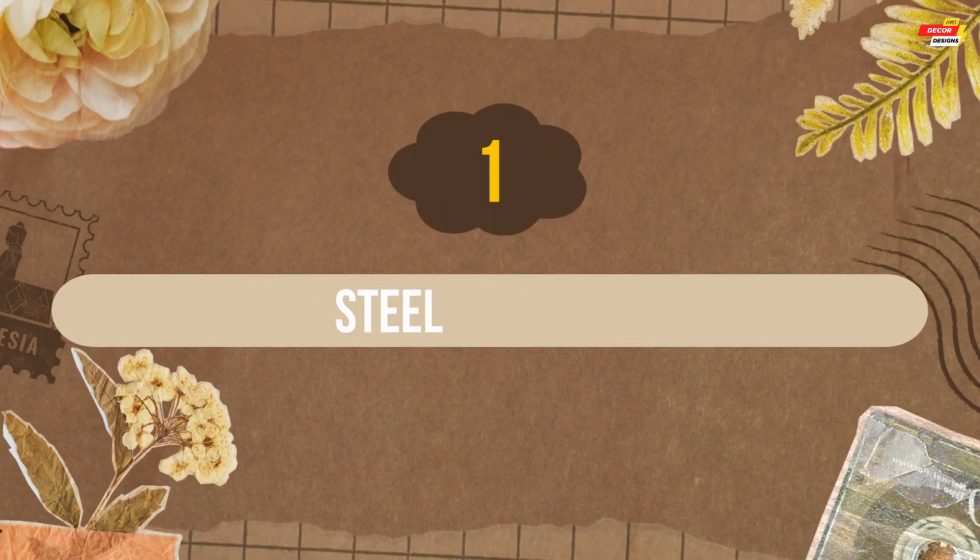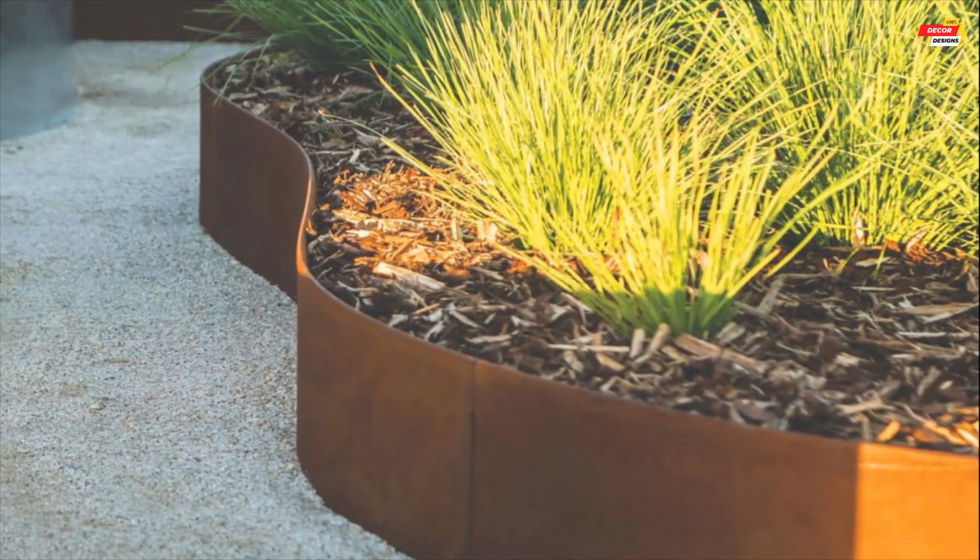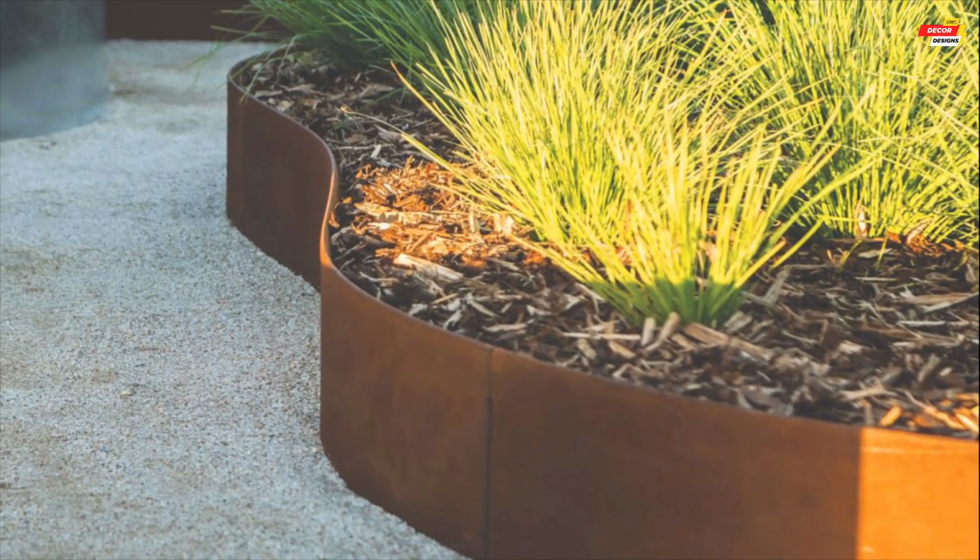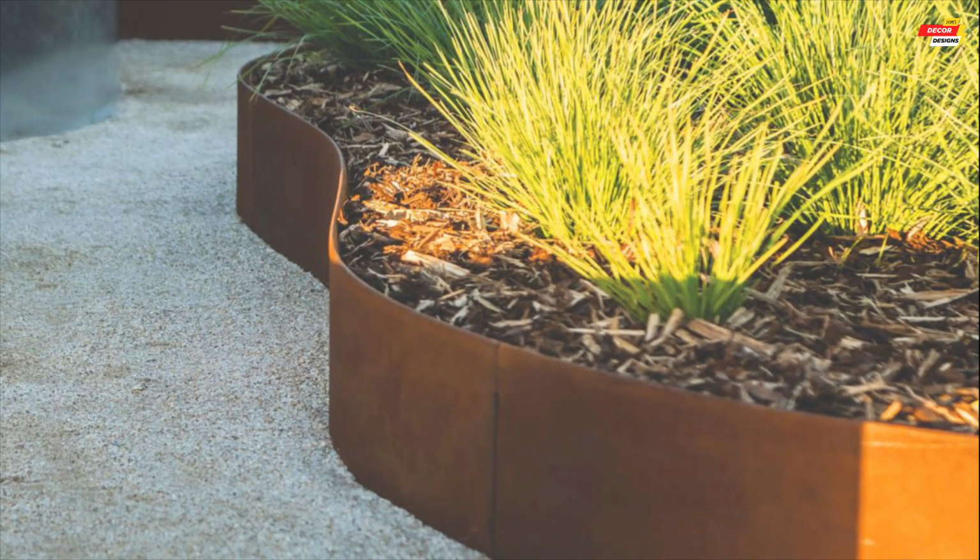First, steel. Corten steel, with its weathered rust-like patina, offers a robust and industrial chic look that evolves over time. Stainless steel provides a sleek and corrosion-resistant option with a more polished appearance.